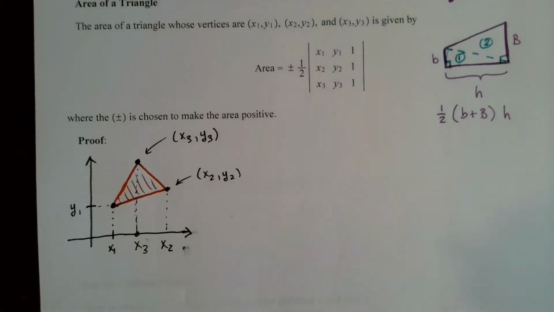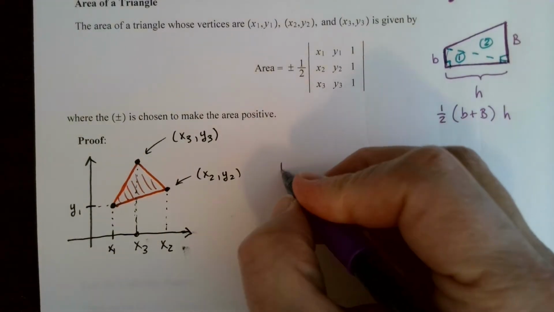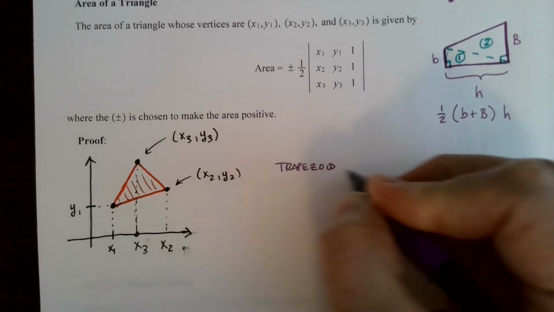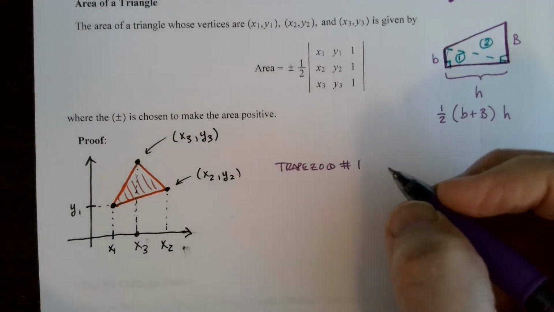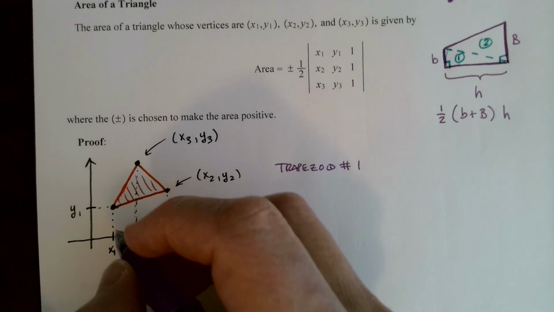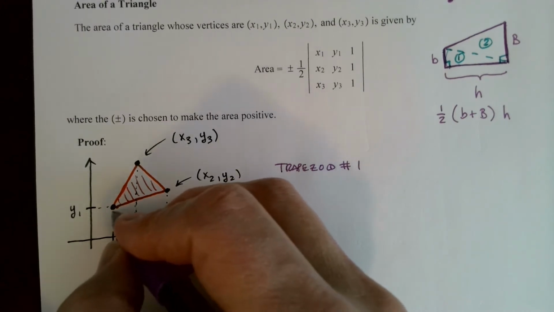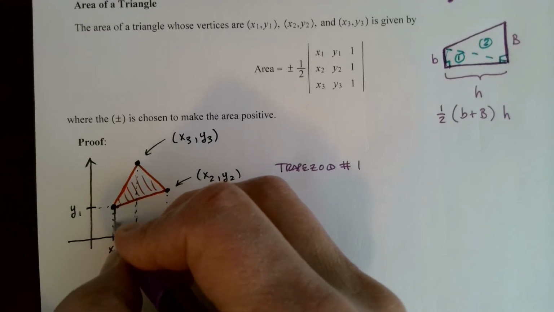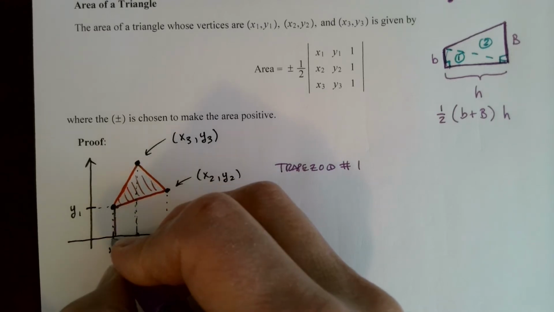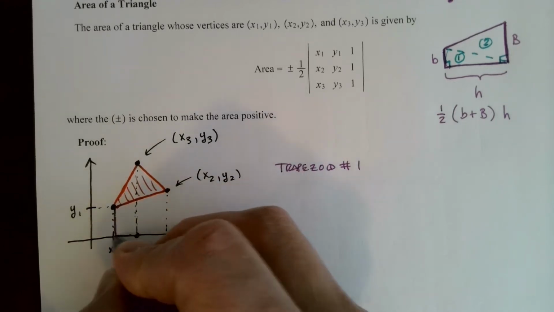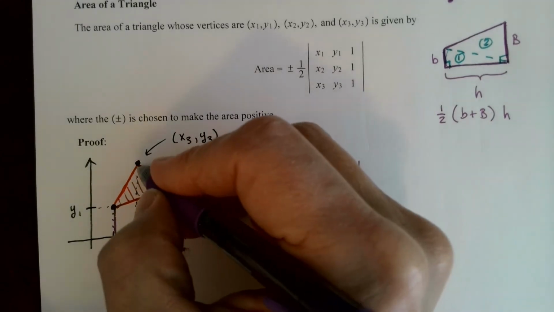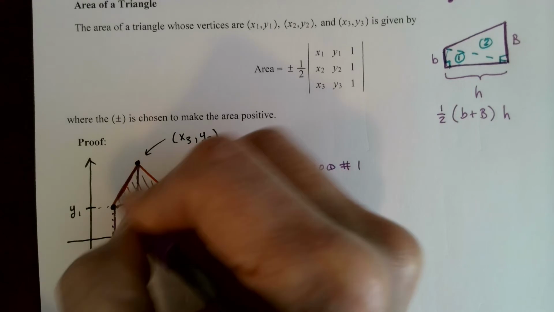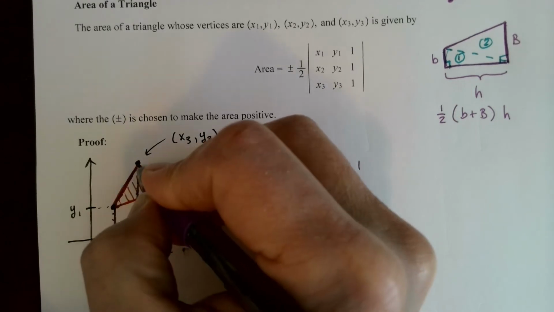trapezoids. My first trapezoid, I'll just call trapezoid number 1, is going to be here. It's going to go from the point x sub 1, y sub 1 down to x sub 1, 0, which is right here on the x-axis, over to x sub 3, 0, and then up to x sub 3, y sub 3, and then back. So I'm kind of outlining it. Do you see this purple trapezoid?